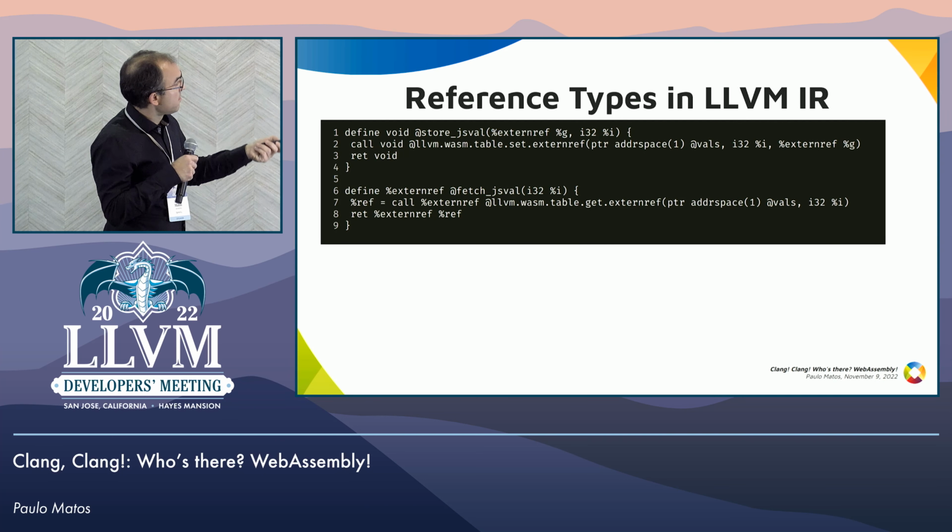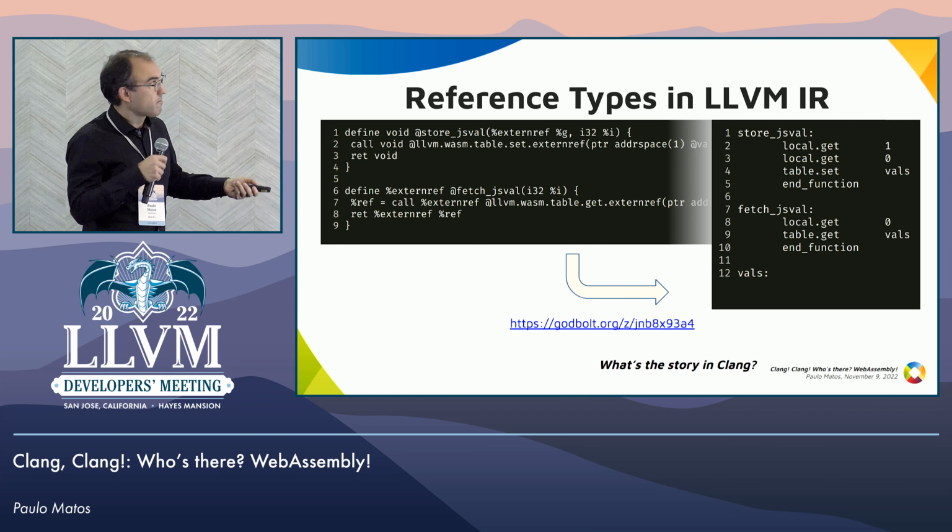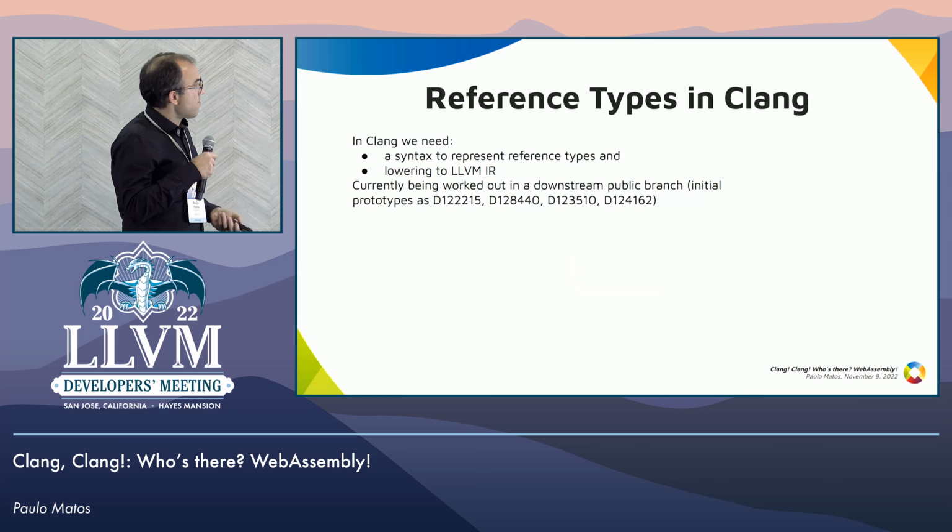So this is fine. But what's the story in Clang? What do we want to do? We want to be able to tell the user, the C++ developer, that they can write C++ code and can access objects from the host system and manipulate them. So we need a way to represent reference types in C and C++, and then a way to lower them to LLVM. And this has been the theme of our work throughout this year.